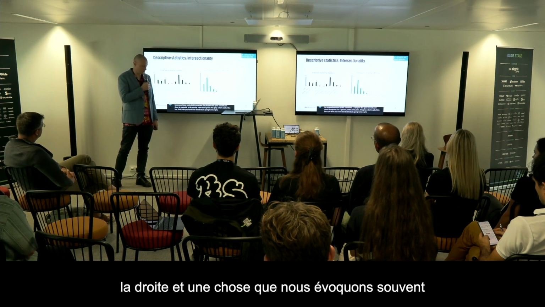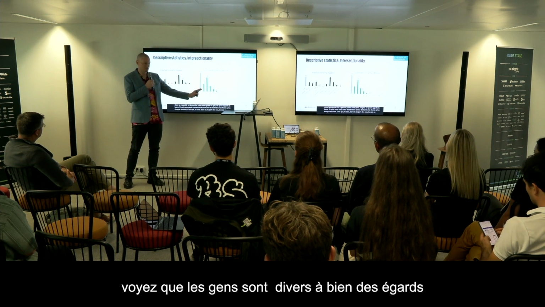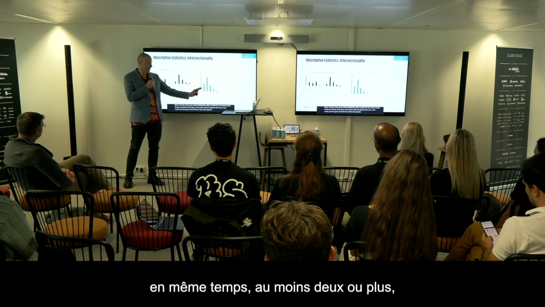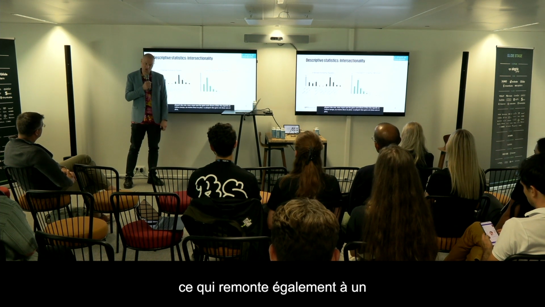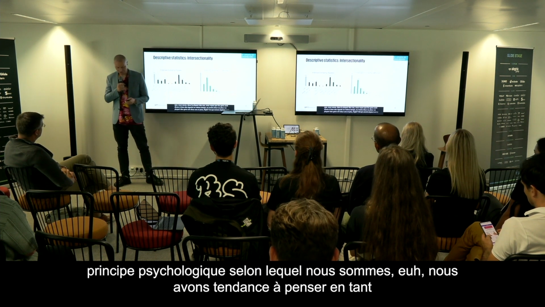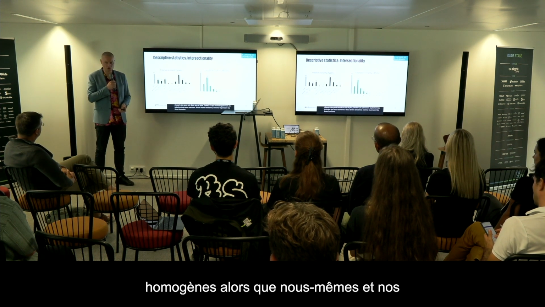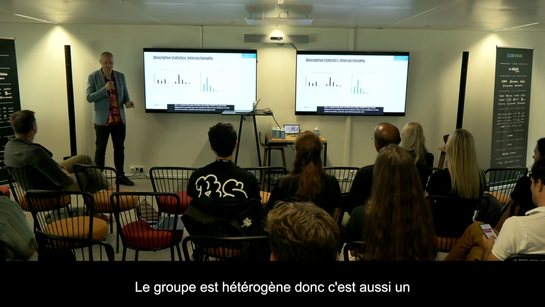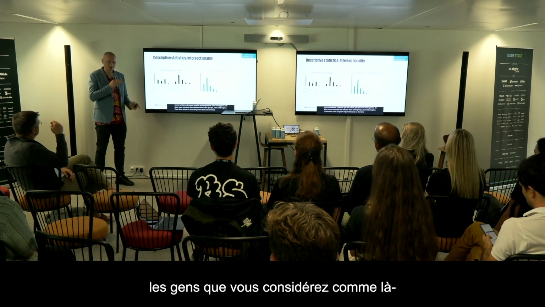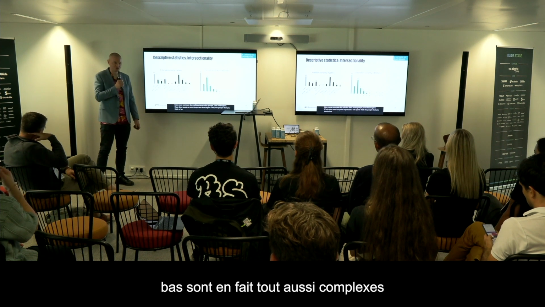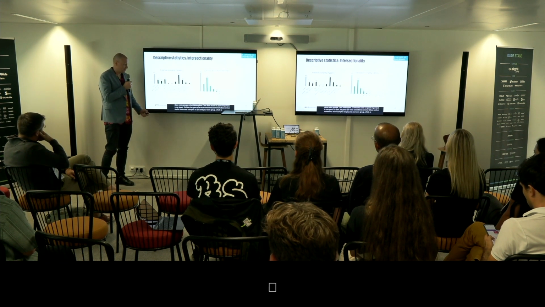One thing we often bring up is that in most cases, people are diverse in many ways at the same time, at least 2 or more. Most people are from 2 and up. This goes back to a psychological principle that, as human beings, we tend to think that other groups are homogeneous, while we ourselves and our group are heterogeneous. So the people you think of as over there are actually just as complex as you and your own group, which is an important point.